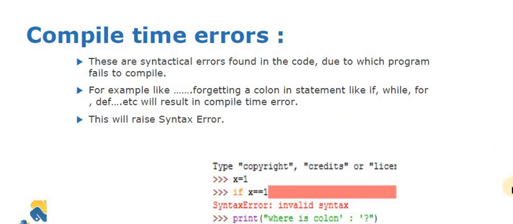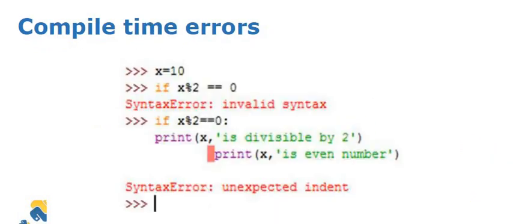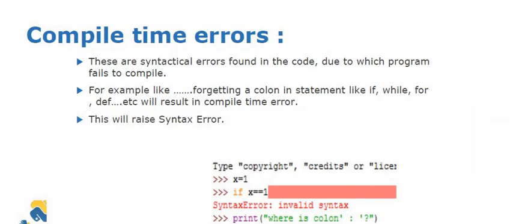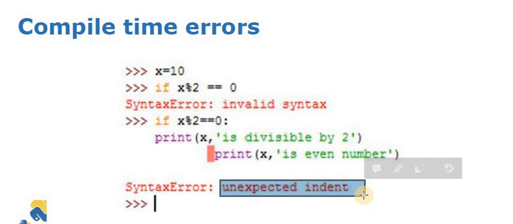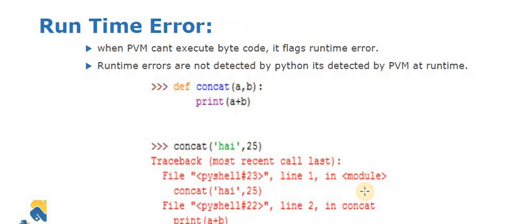So here I am giving one example. Here you can see that after what I am giving, I am not giving the colon, so the compile time error will come. Okay, in the same way, an indent error will come in Python. So what is that? The unexpected indent. This is the error that is generated during the compilation of the program.